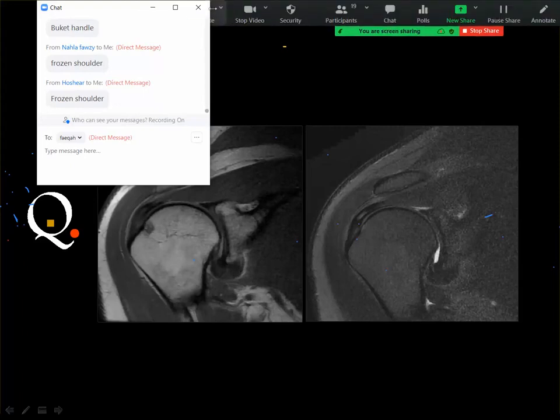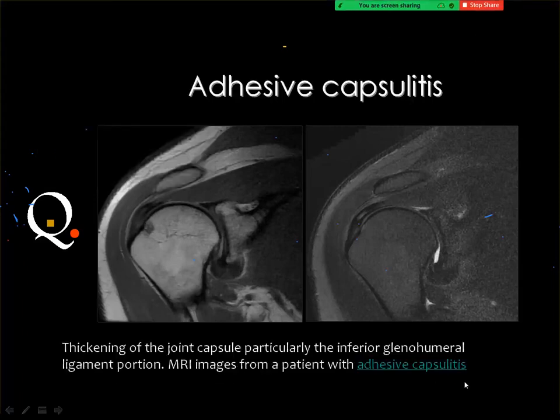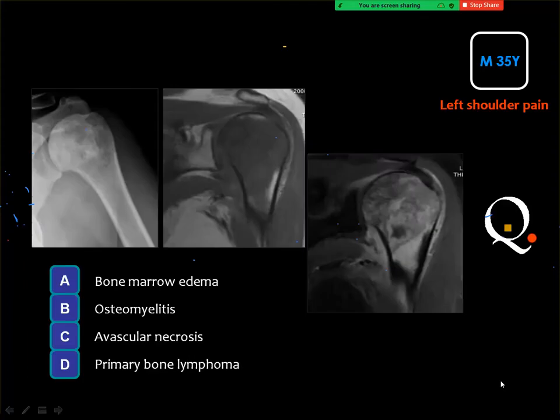Frozen shoulder, very good. This is the right answer of frozen shoulder or adhesive capsulitis, diagnosed by marked thickening and shortening of the inferior glenohumeral ligament. This is a good answer. And you should remember that frozen shoulder is a clinical diagnosis and you can diagnose this from the clinical point of view, even if the MRI is absolutely normal. Next case.